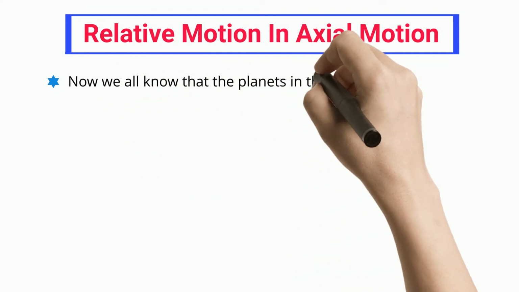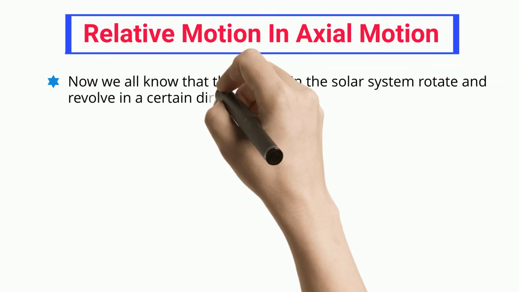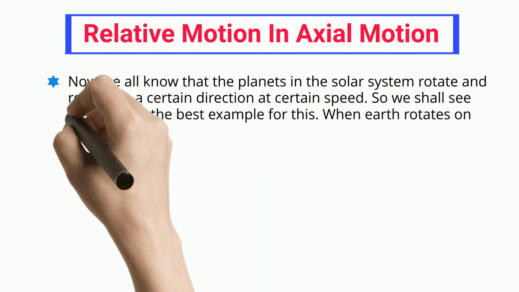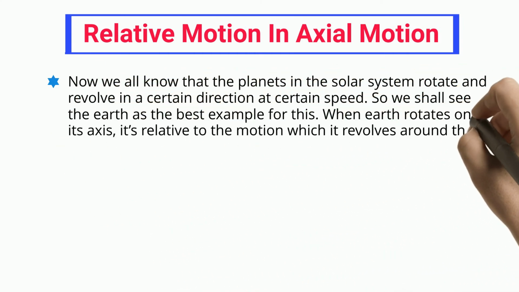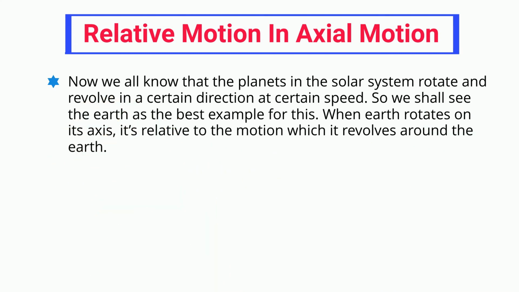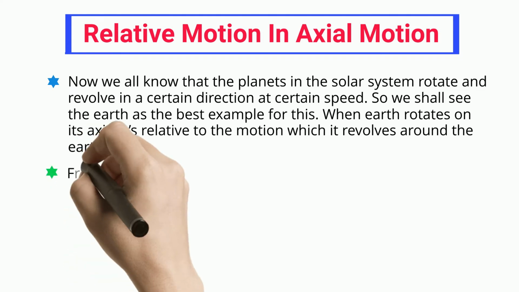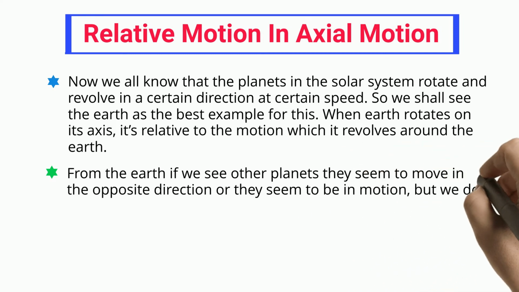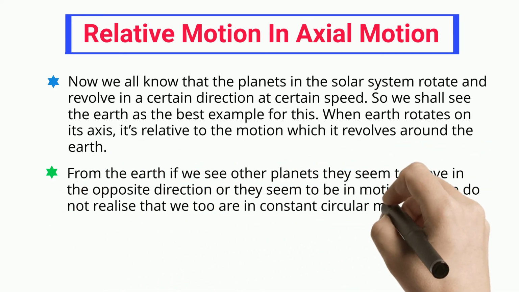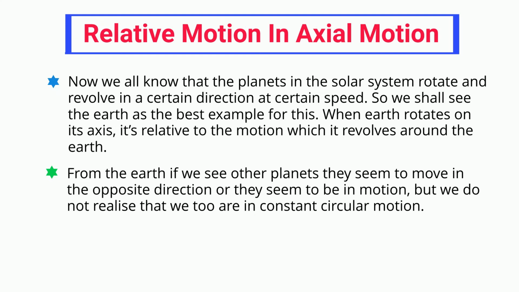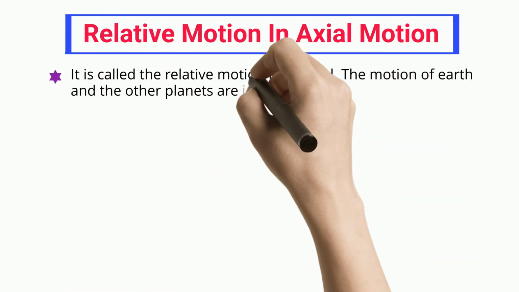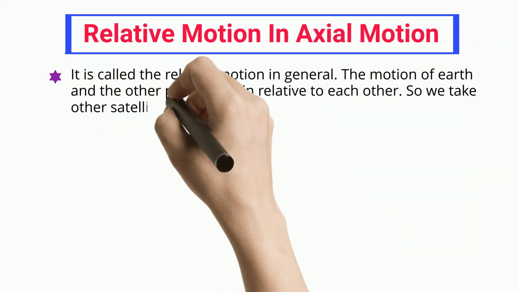Now we all know that the planets in the solar system rotate and revolve in a certain direction at certain speeds. So we shall see the Earth as the best example for this. When Earth rotates on its axis, it is relative to the motion in which it revolves around the Sun. From the Earth, if we see other planets, they seem to move in the opposite direction, but we do not realize that we too are in constant circular motion. It is called relative motion in general. The motion of Earth and the other planets are relative to each other.